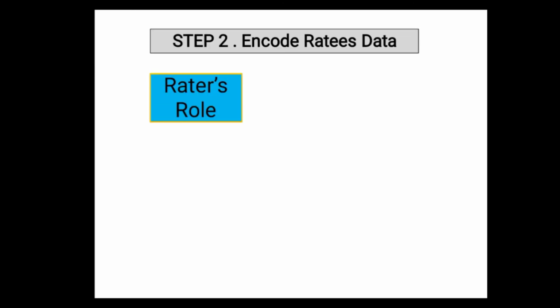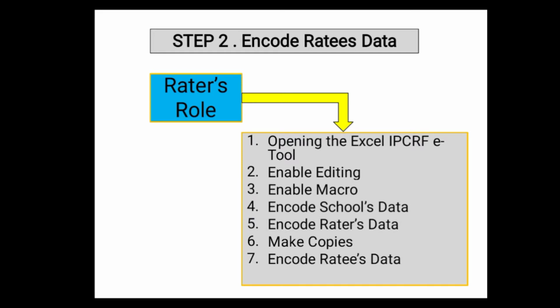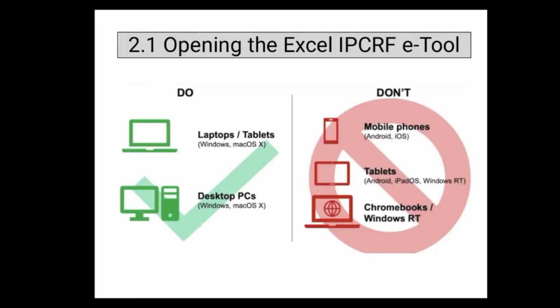Okay, step 2, encode ratees data. It is also a rater's role. Opening the Excel IPCRF e-tool, enable editing, enable macro, encode school's data, encode rater's data, encode or make copies, or encode ratees data. Okay, upon opening the IPCRF tool, please be reminded of the following, the do's and don'ts.